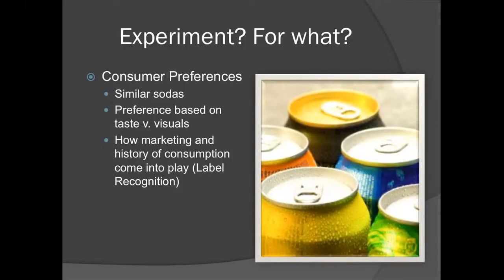Experiment for what? So, what was this experiment all about? Well, we conducted this experiment to find out how consumers' preferences affect their choice in sodas. This is between Sprite and Shasta Twist. This includes testing their preferences based on the taste of each drink and their visual perception of the drinks. Also being considered is how the consumer's preconceived notions towards the drink, whether it be prior consumption or label recognition, affects their decisions.